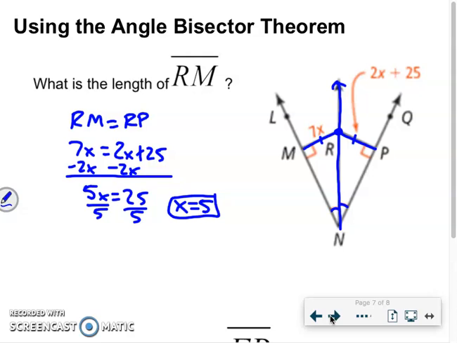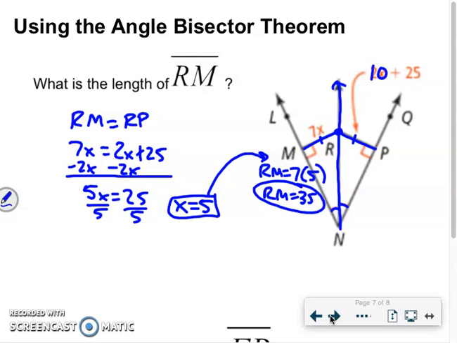But with that answer, I need to plug in and get the length of RM, since that was the question. 7 times, we found that x was 5, so RM is 35. Checking our work: if x is really 5, then we would have 2 times 5, or 10, up top. 10 plus 25, still giving us that 35.